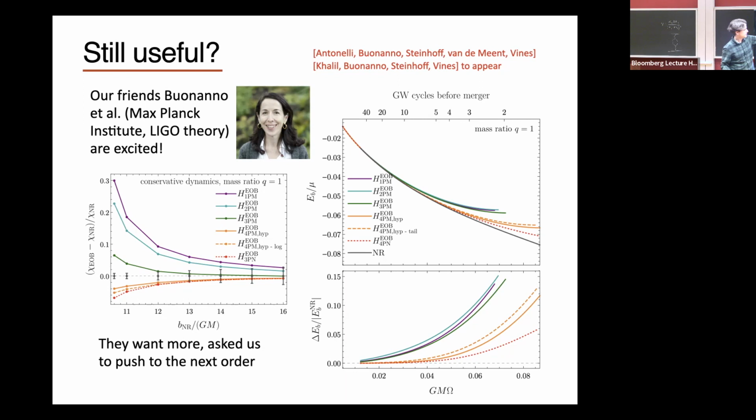So you can see that there's a qualitative jump between up to order G cubed to order G to the fourth, which actually essentially matches the accuracy that is being used right now at LIGO, which is 4 PM. Even though, as I told you, in principle we shouldn't be using this Hamiltonian for the inspiral, it still seems to do very well.